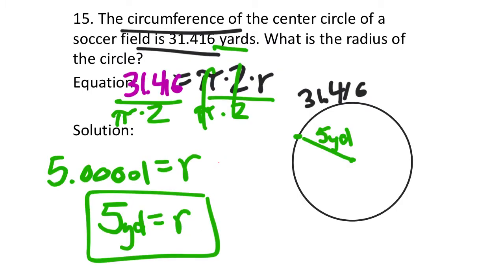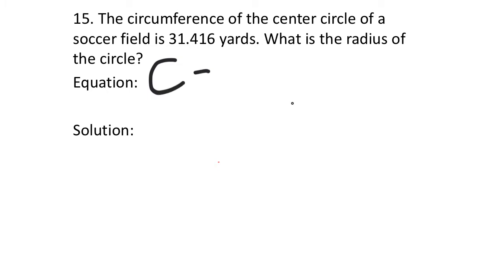In any case, the circumference of the center circle of a soccer field is 31.416 yards. I don't know if that's actually true or not, but we'll say that it is. What is the radius of the circle? All right, well, what's the equation? Again, we're looking for the radius. So if I went back just to the original, because they tell us the circumference rather, the circumference of that center circle would be pi times 2 times the radius.